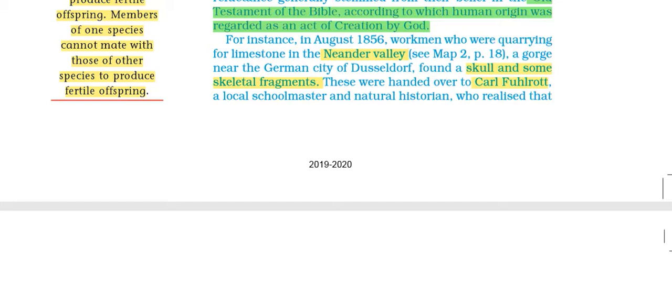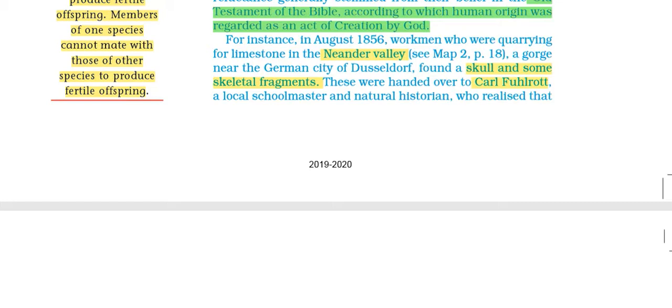Mining is when you extract minerals from a particular place, right? So mining or quarrying activities were going on to extract limestone. Limestone is present in Neander Valley. So they were extracting limestone. A group of workmen, a group of workforce, was doing the same. And it was basically a cave. The valley had a cave and they were extracting limestone from it.